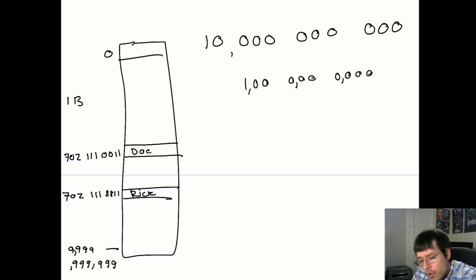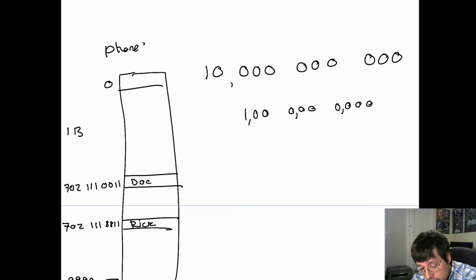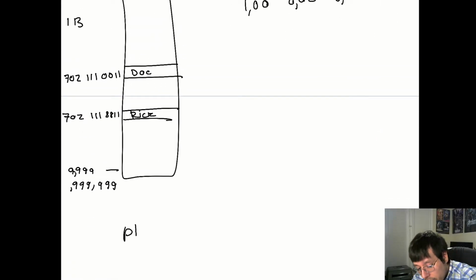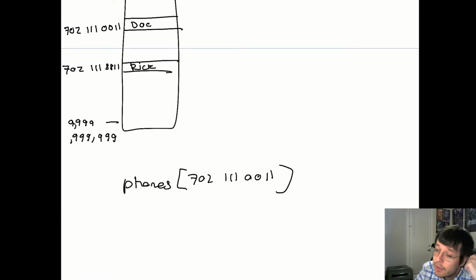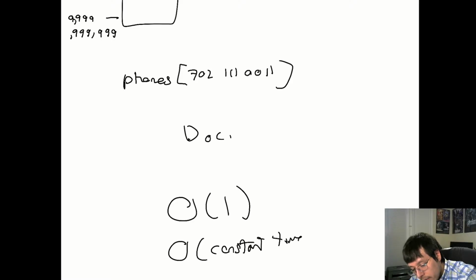702-111-0011. When you're writing your Python code, because this is just a massive list called phones, you can literally just say phones and then throw in 702-111-0011 as the index, and immediately, because Python indexing gets you back something immediately, it'll give you back my name. No searching required, no processing time. This is what in asymptotic complexity is known as O of one, or O of constant time, because it will give it back to you immediately.